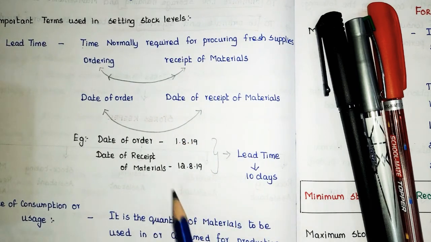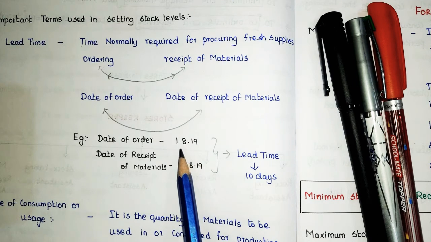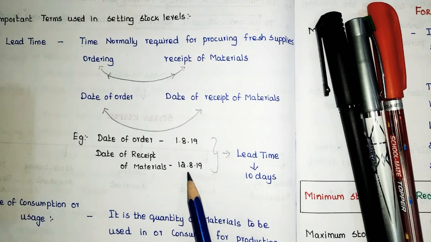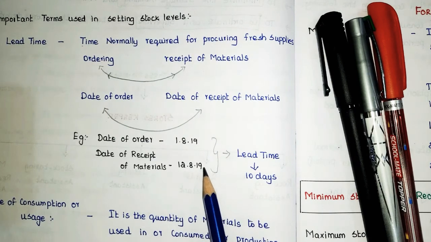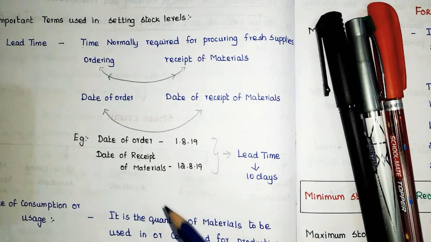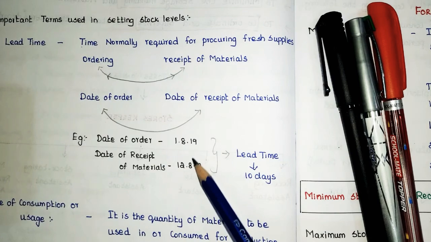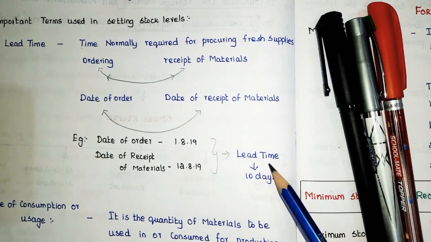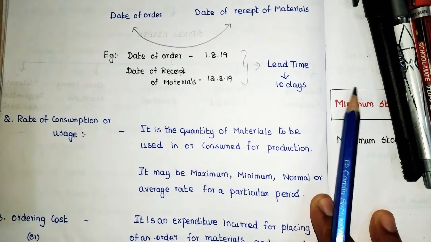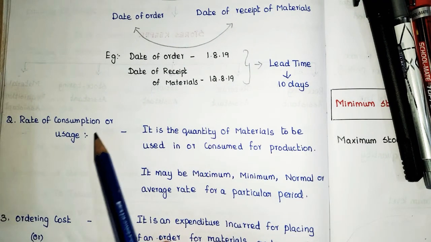For example, if the date of order is August 1st, 2019 and the date of receipt of material is 12/8/2019, then we can calculate the lead time as 10 days. That is, we exclude the date of order and the date of receipt of material. The days in between can be considered as the lead time. The next term used in the setting of stock level is rate of consumption or usage.